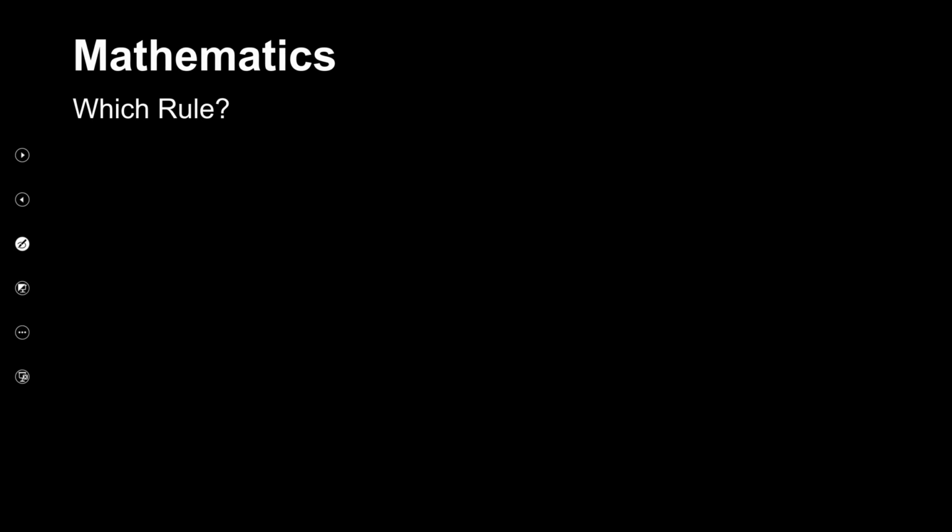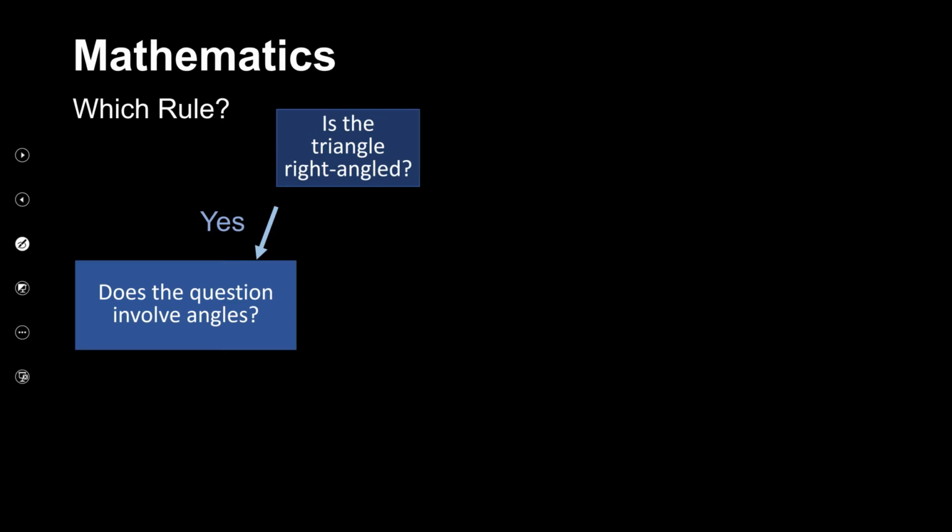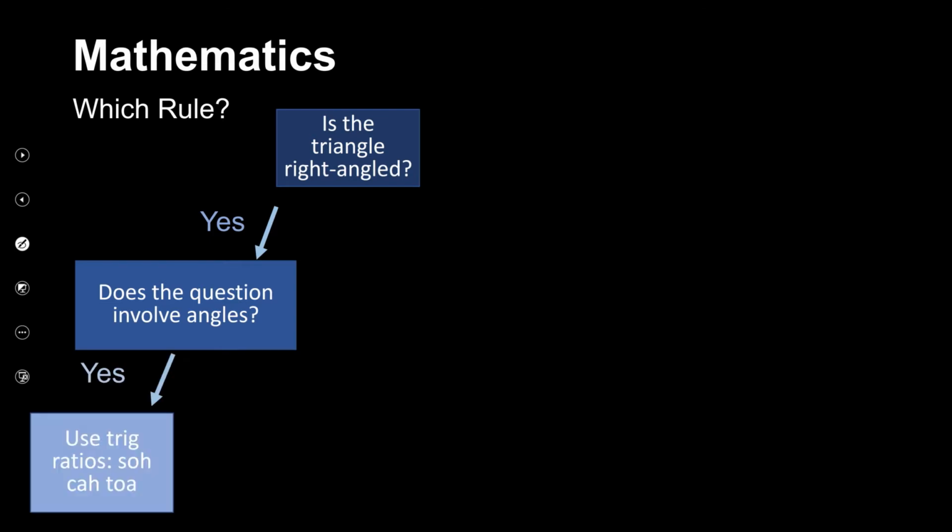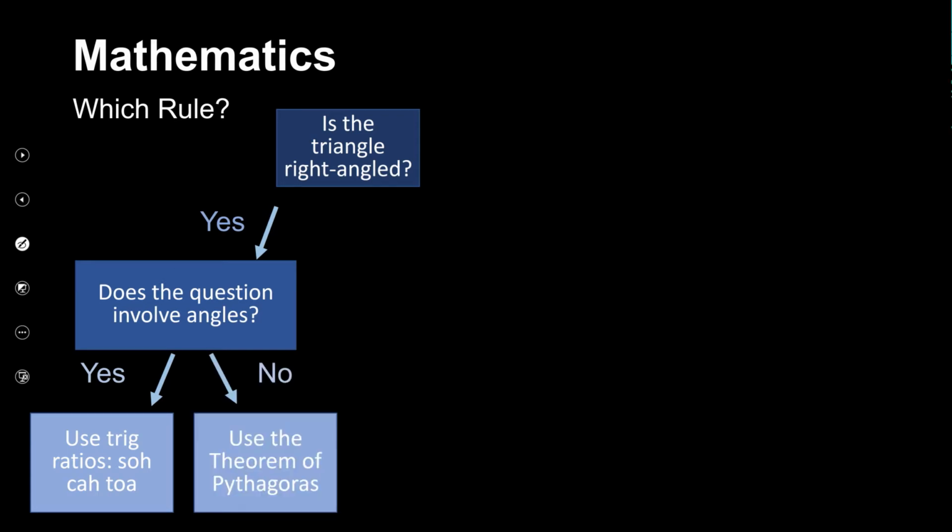Okay, and then when we're deciding which rule to use, hopefully you can remember this. We've been through this in the previous sessions. Okay, if it's a right angle triangle, then we ask if it involves angles, and if it does, then we use the trig ratios, sine, cos, and tan to solve it. If it involves no angles, it only has sides, then obviously we're going to use theorem of Pythagoras.